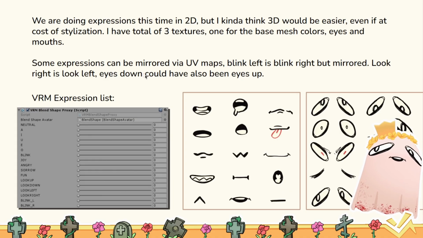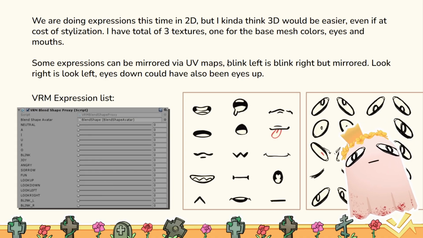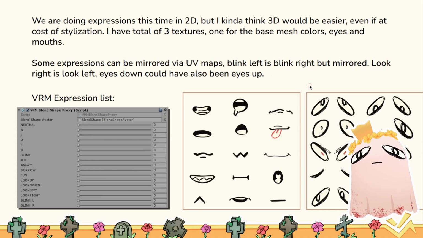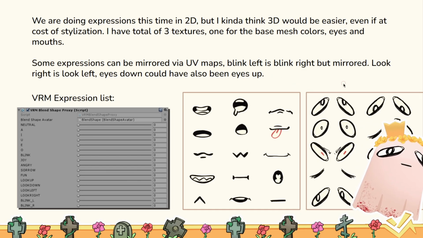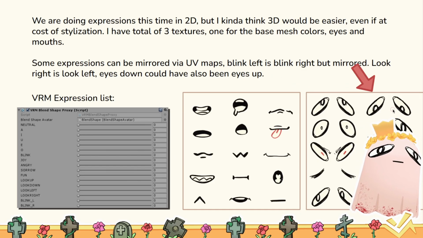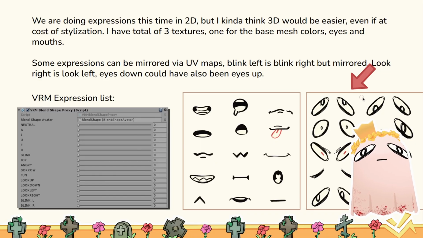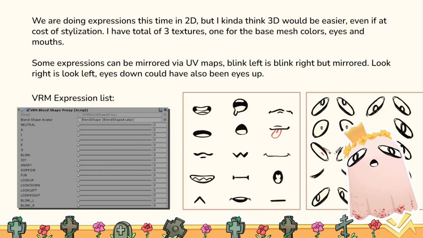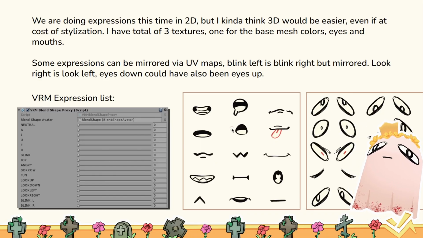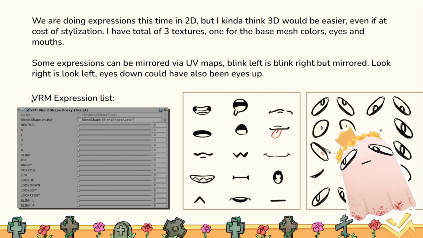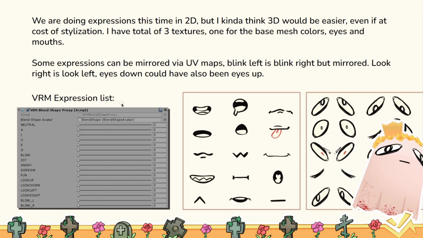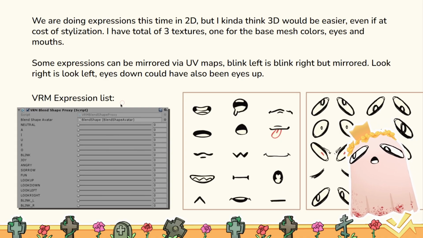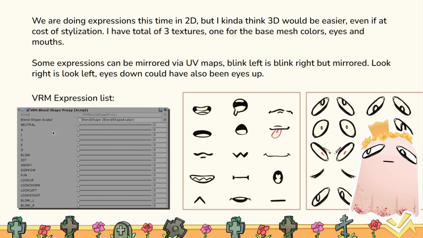Some expressions can be mirrored via UV maps. Blink left is blink right, but mirrored. Look right is look left. Eyes down could have also been eyes up, but I didn't realize it while making these textures. And once again, we have the VRM expression list here. I did already link it, but thought I would share a screenshot here.